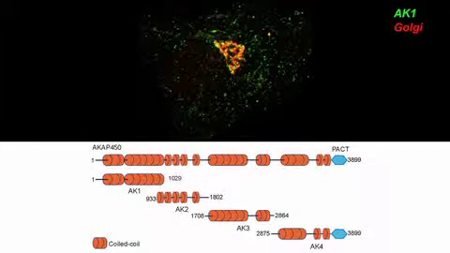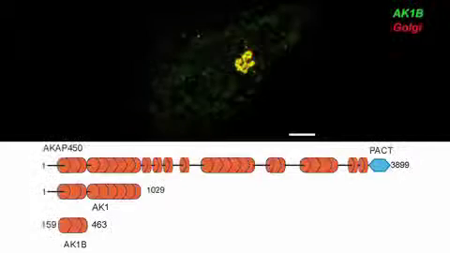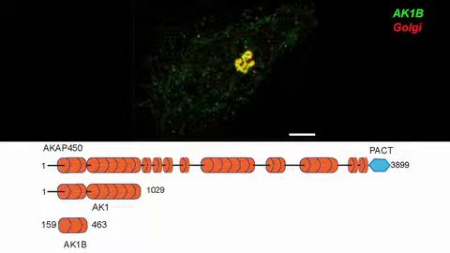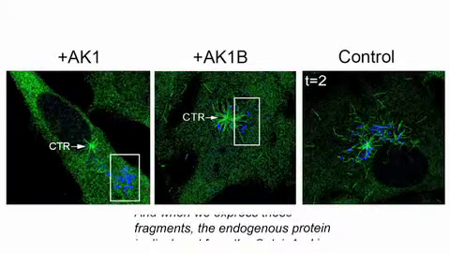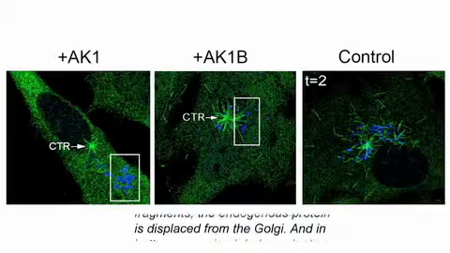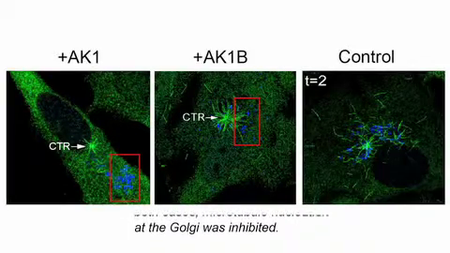Hurtado et al. made a series of truncated versions of ACAP450 and found that a large N-terminal fragment, AK1, localized to the Golgi by binding to the Golgi resident protein GM130. The researchers then truncated AK1 even further and identified a smaller fragment, AK1b, that could also bind GM130 and target to the Golgi. And when we express this fragment, the endogenous protein is displaced from the Golgi. And in both cases, the microtubule nucleation on the Golgi was inhibited.